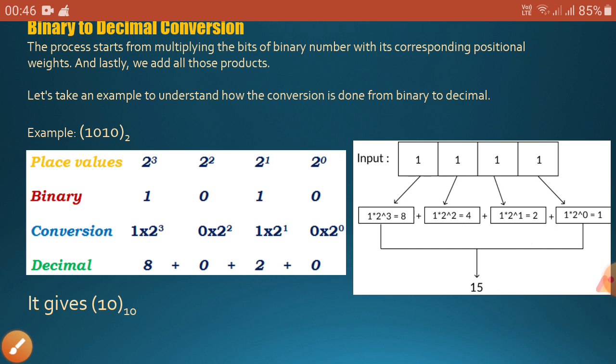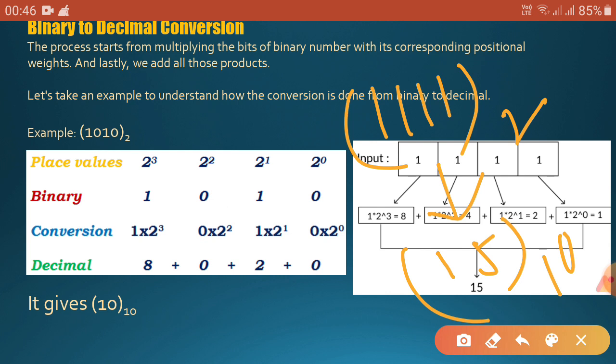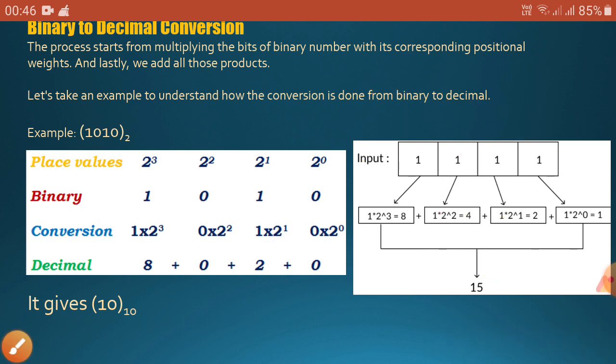So for the binary number 1111, it gives us the result 15 in the decimal number system. Got it? Go to the next slide.